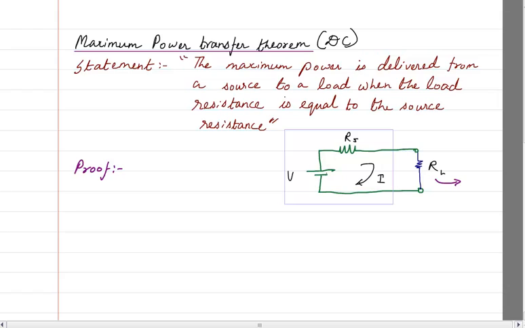So this Rs can be the internal resistance of V, or, as I have drawn, this whole box may represent a network. It may represent a network, and the whole network is represented by a voltage and a resistance. Do you remember what that is? That is Thevenin's theorem, isn't it?